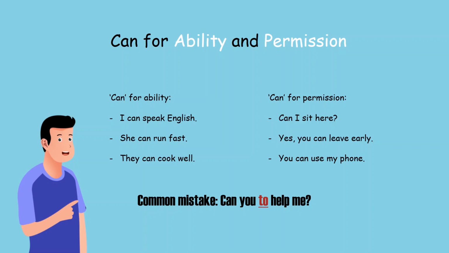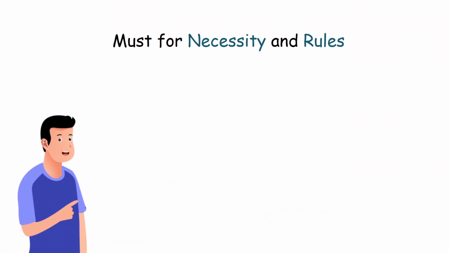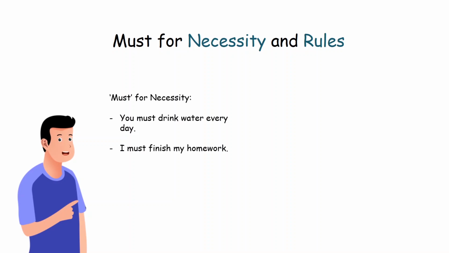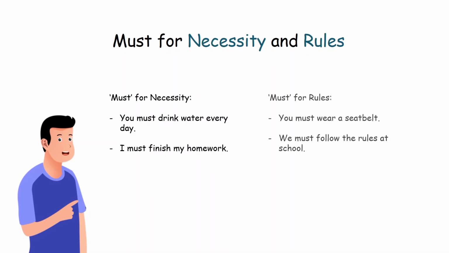Okay, now let's talk about must. We use must to say that something is necessary or very important. For example, you must drink water every day. I must finish my homework. Think about your daily routine. What is something you must do every day? We also use must for official rules or laws. For example, you must wear a seatbelt. It's a rule. Or we must follow the rules at school.